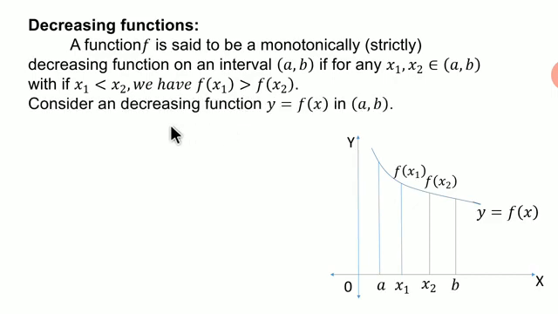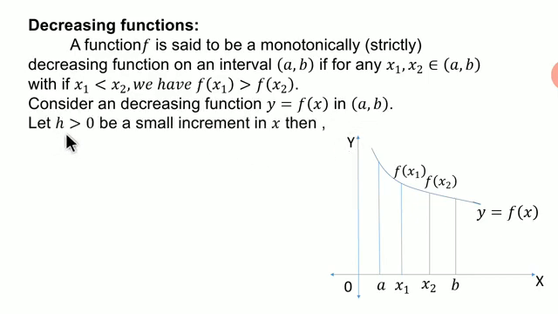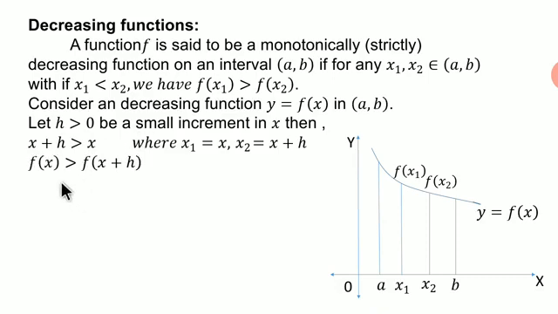Now consider a decreasing function y is equal to f of x in a to b as shown in the figure. So let h greater than 0 be a small increment in x, then x plus h is greater than x, where x1 is x and x2 is x plus h. So by using the definition of decreasing function, we get f of x is greater than f of x plus h.